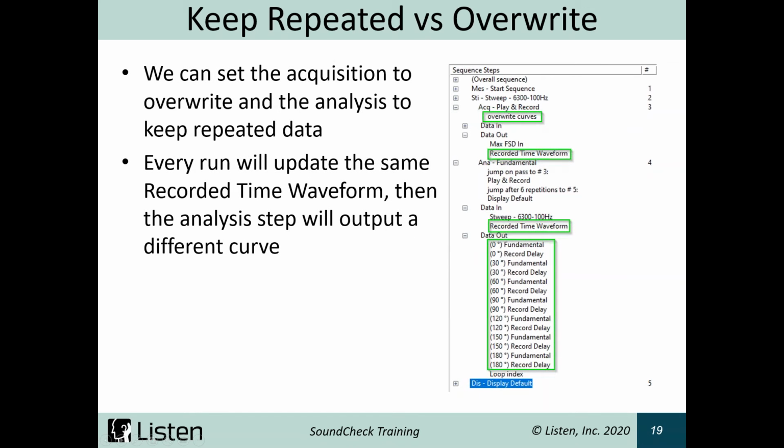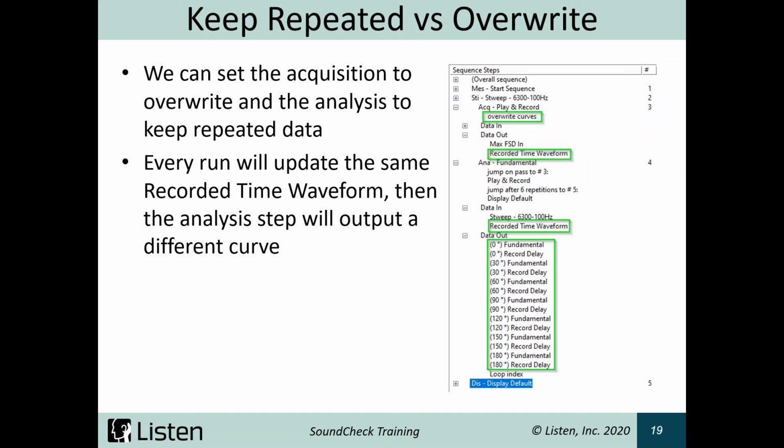Instead, if we set the acquisition to overwrite and the analysis to keep repeated data, every time we run, it's going to update the recorded time waveform, feed that recorded time waveform into our analysis step, and that analysis step is going to keep the fundamental for each of the degrees. So we get 8 different curves at the end, but we're overwriting the waveform. So in a quick example like this, where I wanted to get just the curves at the end of the day, I'd want to have a mix of overwrite and keep repeated data.